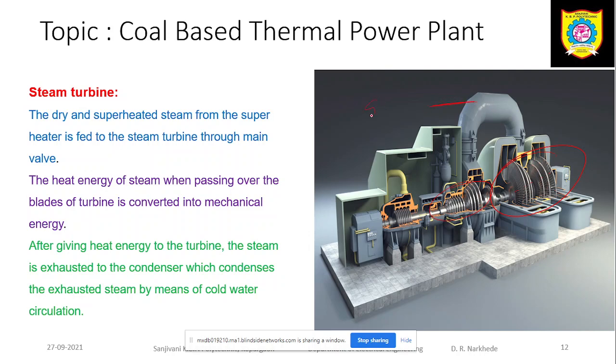This pipe will carry the steam. Okay, and this steam is going to be released over here, and as the steam is released, the blades of the turbine will get an impact. Tangential force will be applied to the blades of the turbine because of the steam.